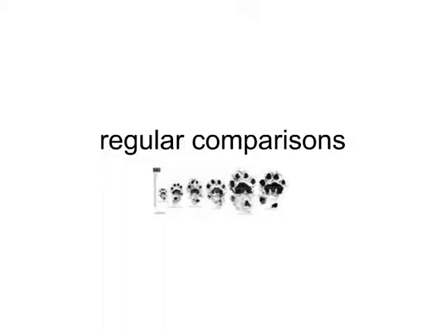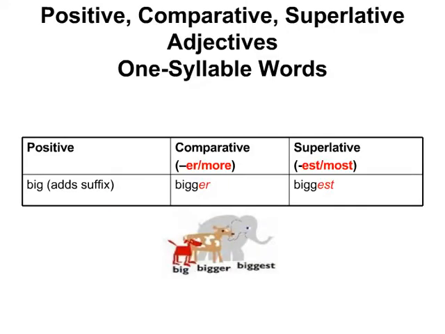Regular comparisons of adjectives add ER in the comparative form and EST in the superlative form. There is a small paw print, a smaller print, and the smallest. Similarly, a large print, a larger print, and the largest print of an animal is shown. Please note that only one-syllable words add these endings.